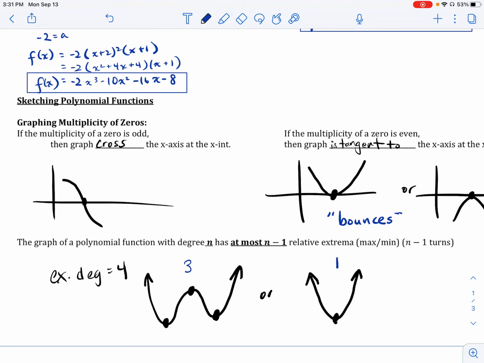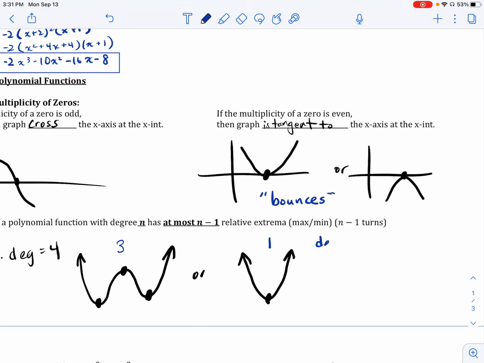So what about when your degree is something like 5? If your degree were 5, for example, then you could have something that looks like this. You could have something that looks like this, or you could even have this. Okay, but the key idea here is that the number of relative extrema would never exceed 1 less than whatever your degree is.